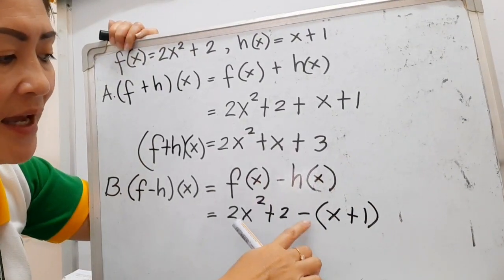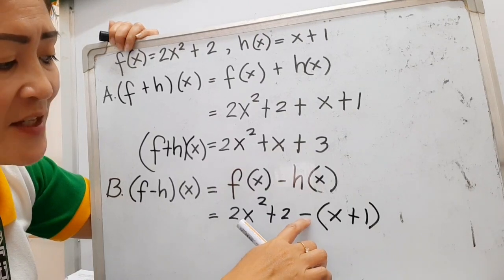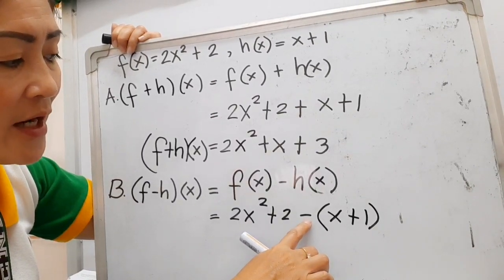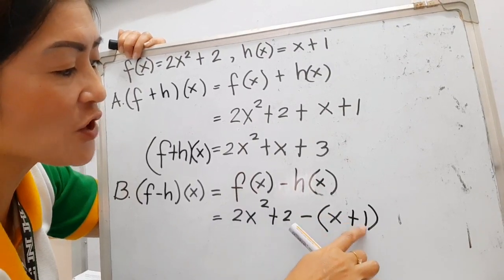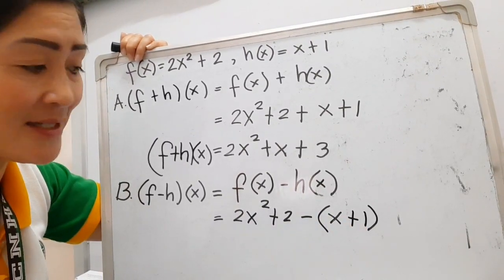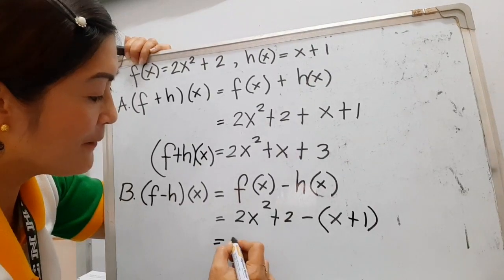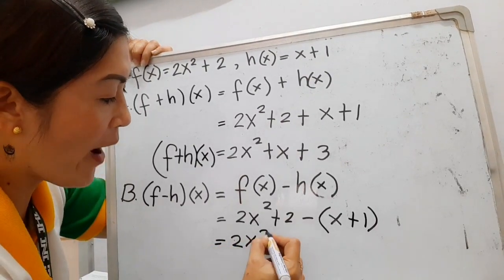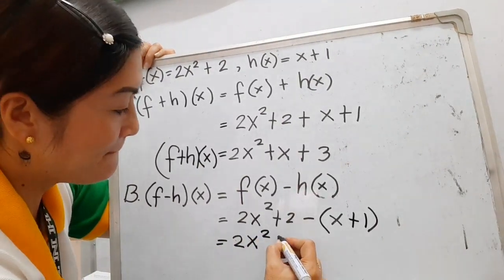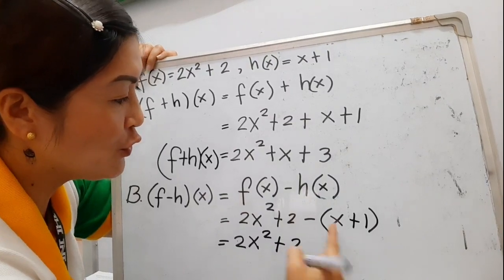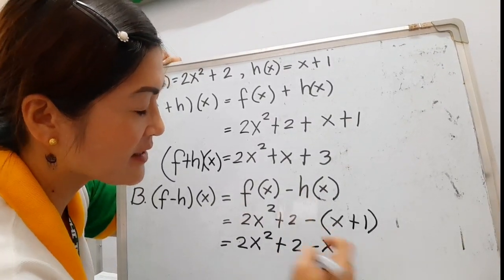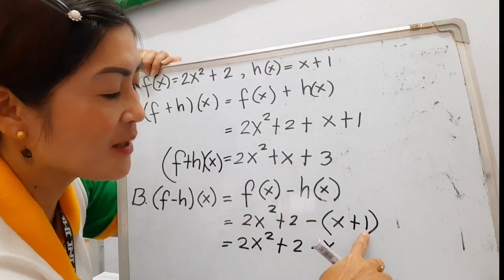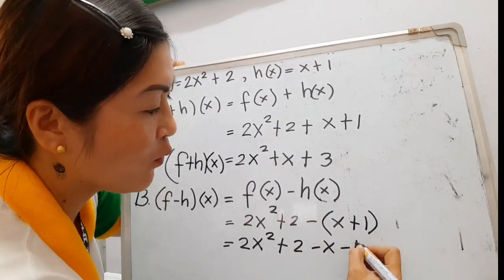So as you can see, there is a subtraction operation here. All you have to do is to distribute the sign to each term inside the parentheses. Now that will give us 2x squared plus 2, negative times x will give us negative x. Negative times positive 1 will give us negative 1.